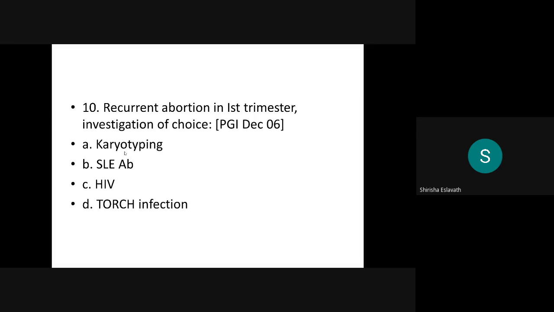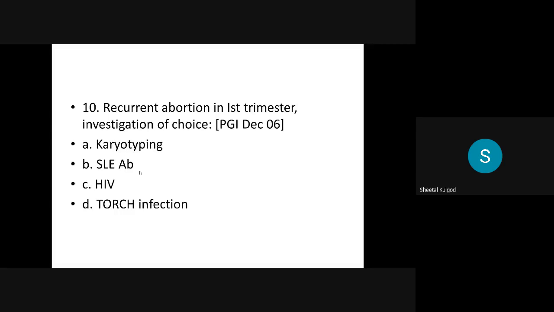Option A and B. Correct. So option A and B can be the right answers for this question. Karyotyping, as we discussed, that first trimester abortions, most common cause will be chromosomal abnormalities, and therefore karyotyping is the correct choice of investigation, where we need to rule out any autosomal problems in the parents.